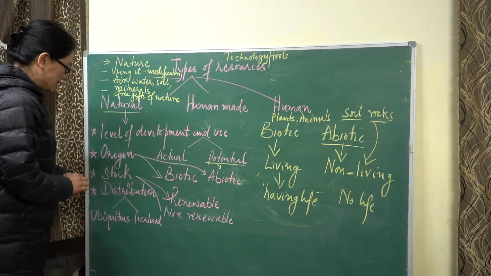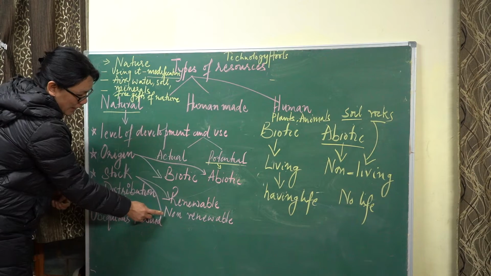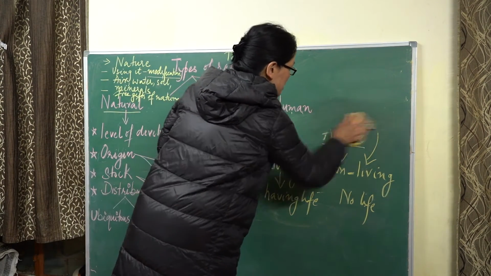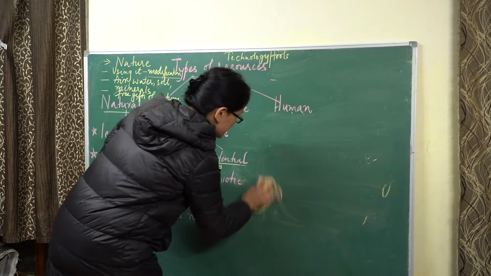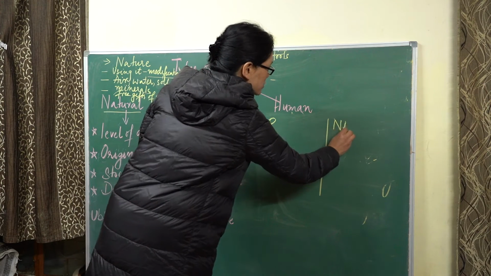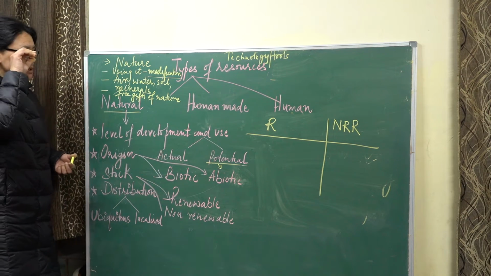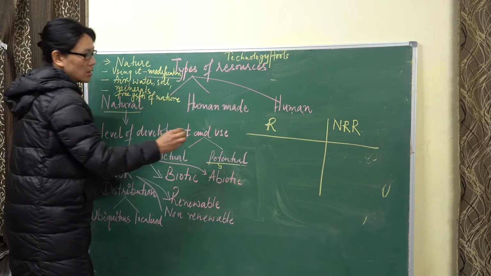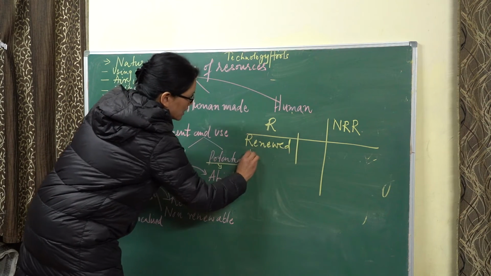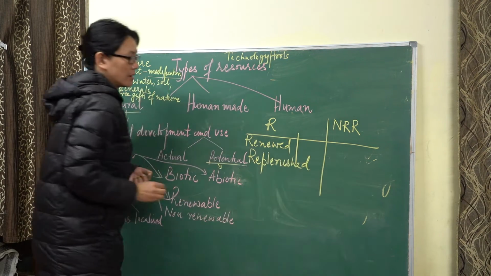Okay. And then we have, on the basis of stock, two: renewable and non-renewable resources. Now, what is the difference between these two? Renewable resources and non-renewable resources. Renewable resources are those resources which can be renewed or replenished. Okay.